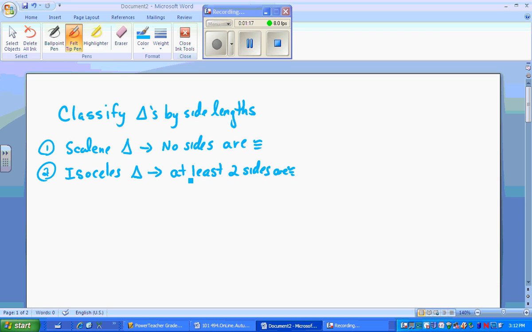At least. So could all 3 sides be? Sure, it could be. But that has a special name, and that is the equilateral triangle, with all 3 sides congruent and all 3 angles congruent.